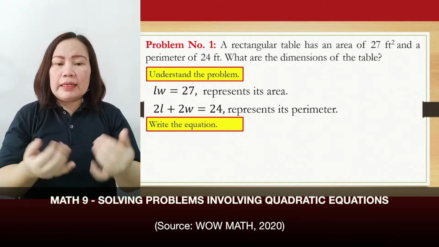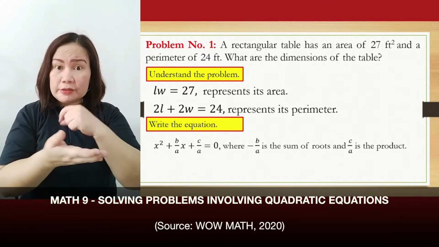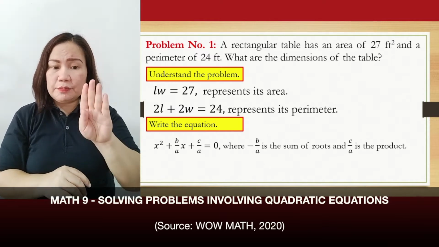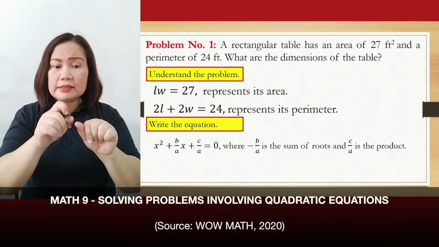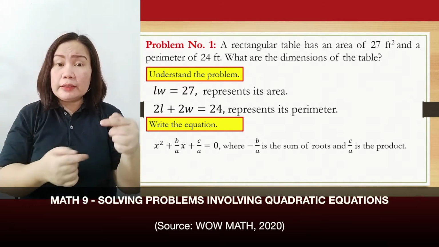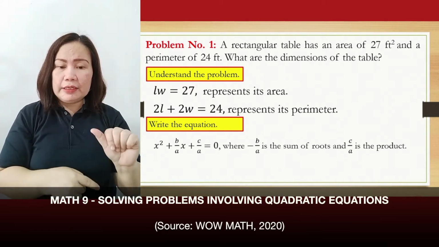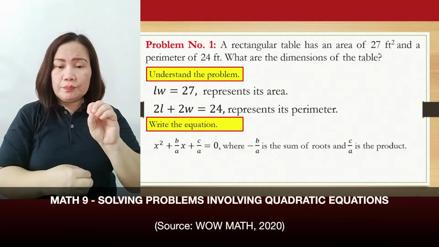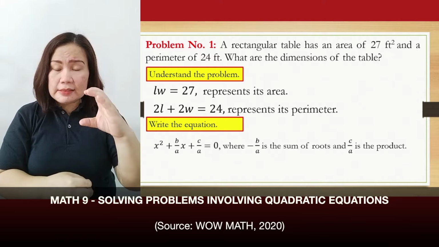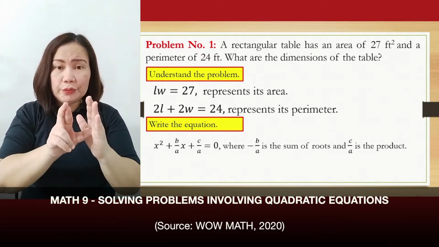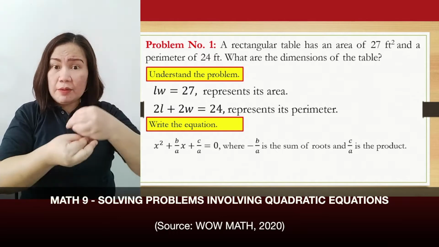Now let us write the equation. We have x squared plus b over a x plus c over a is equal to 0, where negative b over a is the sum of roots and c over a is the product. If you want to recall the video tutorial about the sum and the product of the roots, you may watch the previous videos from our playlist.